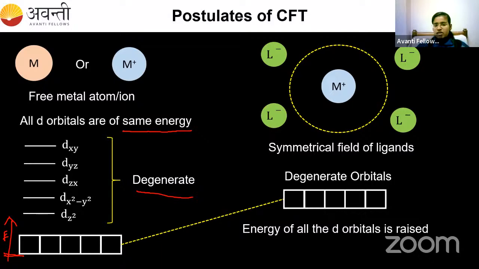So initially we have a metal ion. For the metal, we have 5d orbitals. All the orbitals are of same energy. So when the ligand tries to approach the metal, all the orbitals go higher in energy. Why are they going higher in energy? Because of the attractive and repulsive force acting between the metal and the ligand.